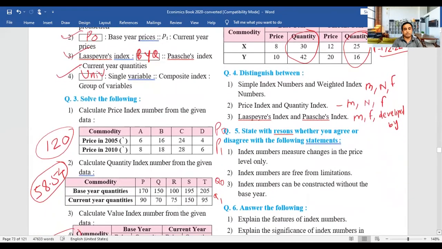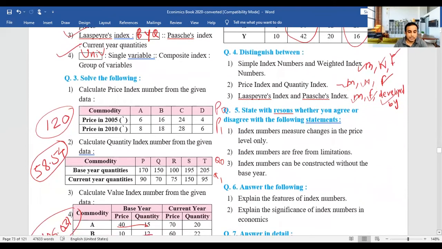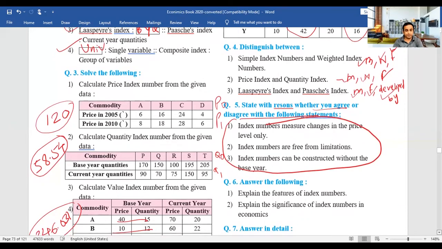Then question number 4, simple index number. So write the meaning, write the nature, write the formula. Price index number, write the meaning, write the nature, write the formula. Laspeyres index, Paasche index, write the meaning, write the formula, and state the point of who developed it. Question number 5, state with reasons whether you agree or disagree with the following statement. This part we have covered in the notes.